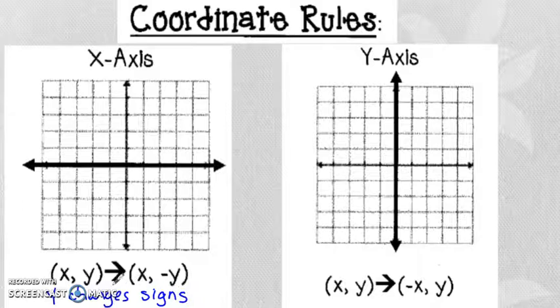If it was originally a negative, it would now be a positive. If it's originally a positive, it would now be a negative. The x values do not change.